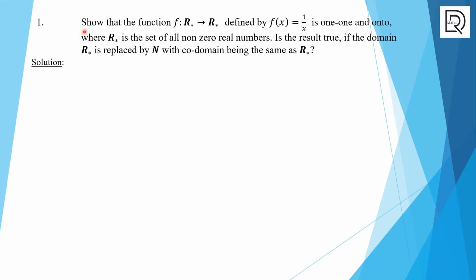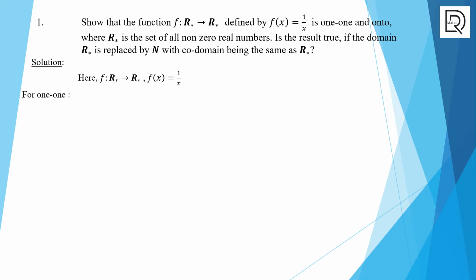Question number 1. Show that the function f from R star to R star defined by f of x equal 1 by x is one-one and onto, where R star is the set of all non-zero real numbers. And the second part is: is the result true if the domain R star is replaced by N with codomain being the same as R star? So this is our given function.